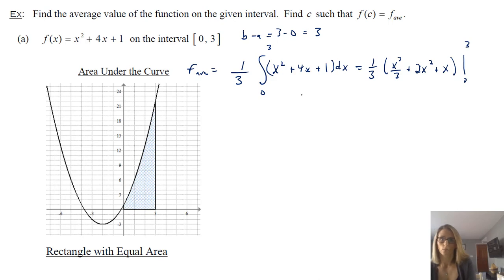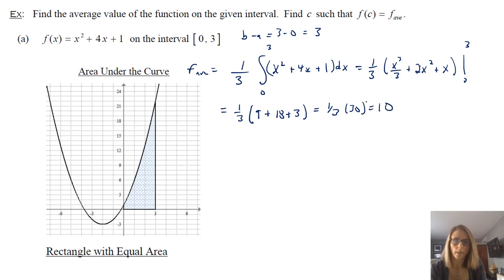So I take my antiderivative, and then I'm just going to evaluate. Evaluating at 0 is going to give me nothing, so that's helpful. So I have 1/3, and then I'm going to plug in 3. So 3 cubed is 27, divided by 3 is 9. And 3 squared times 2 is 18, plus 3. So it looks like we have 21, 30. And so we get 10.